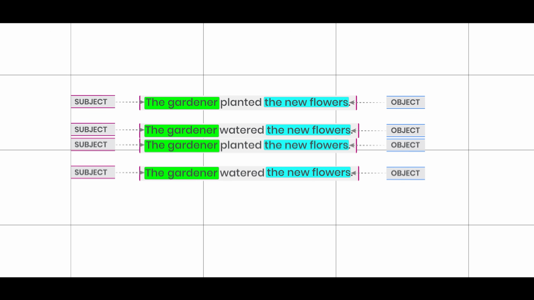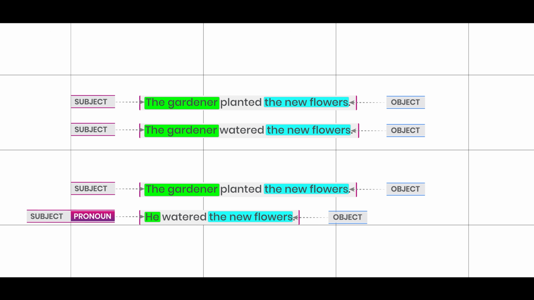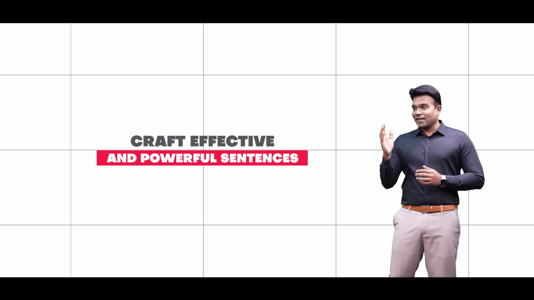So what I really will have to do is to replace the subject, that is the gardener, with an equivalent subject pronoun he, and then replace the object, that is the new flowers, with an equivalent object pronoun them. And now you can notice that the gardener planted the new flowers, he watered them, definitely is a better way of framing meaningful and impactful English sentences.